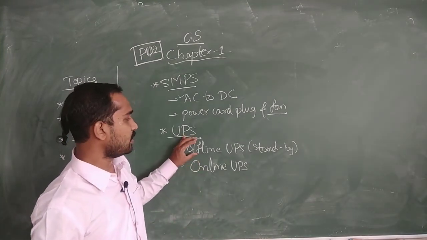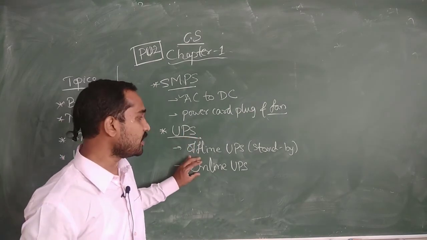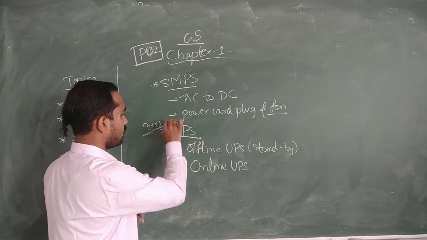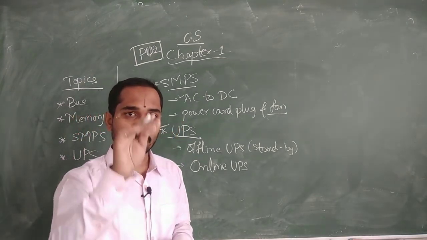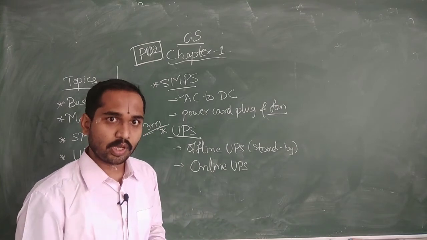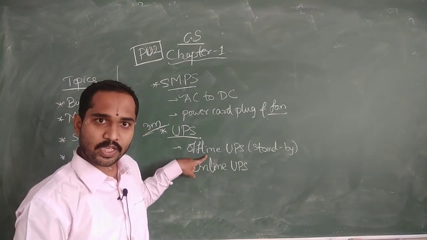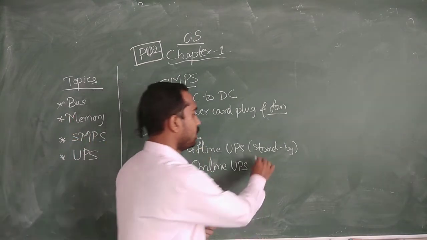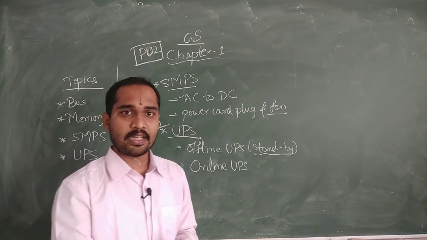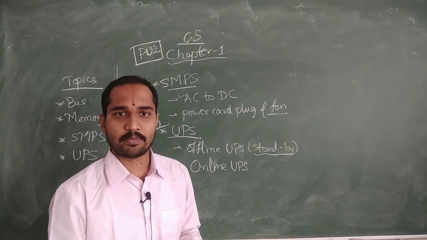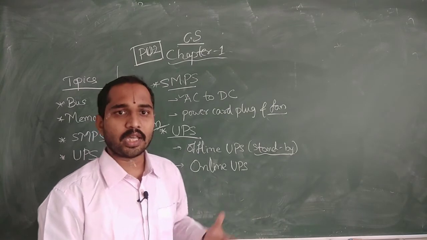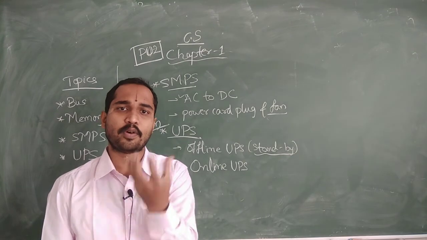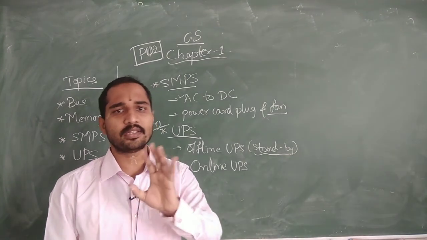Now this is also divided into two types, offline UPS and online UPS. This UPS can be asked for 3 marks. You first need to write the functions of UPS, what it does, and then write the types, offline UPS and online UPS. What is offline UPS? As I said just now, the standby UPS that can give power for 10, 12 or 15 minutes based on the battery. For a few minutes you can get the power from that, just to save the files and turn it off.